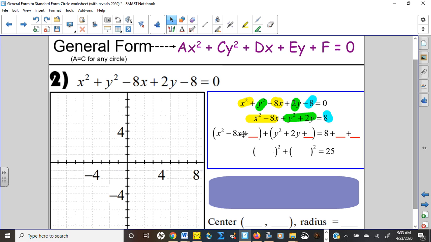So half of 8 is 4, squared is 16. Don't forget to add it to the other side. Do it right away. Half of 2 is 1. Squared is, well, yeah, still 1. Don't forget to add it to the other side.